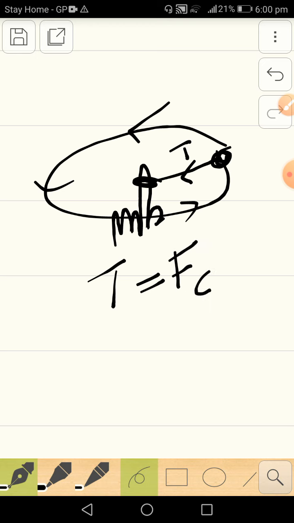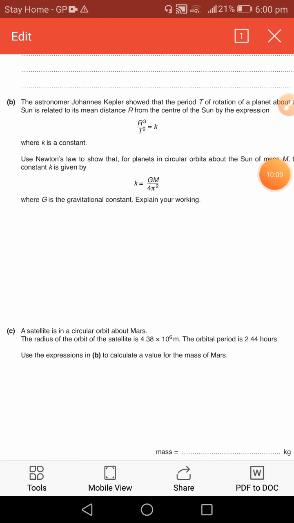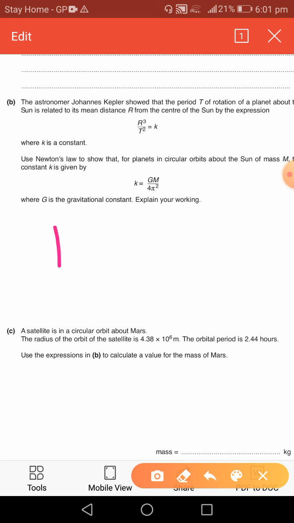In this case, the force of gravitation between the sun and the planet is responsible for the creation of centripetal force on the earth. So we can say that the force of gravitation of the sun on the earth is equal to the centripetal force on the earth.